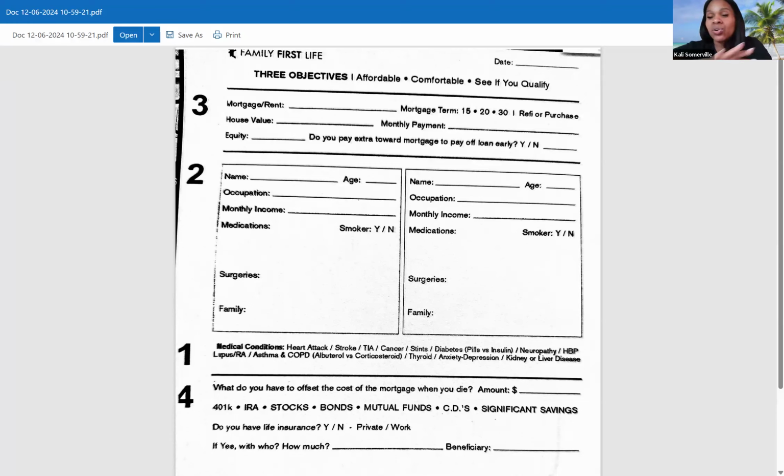Some of the information you already know, their name, their age. You can ask their occupation and their monthly income. Sometimes they don't want to give their monthly income, so I reverse the question and say, how much are you able to save on a monthly basis? I don't typically ask about medications unless there's a big solution I can't figure out. I go with the diagnosis, any surgeries, and who would be their beneficiaries.